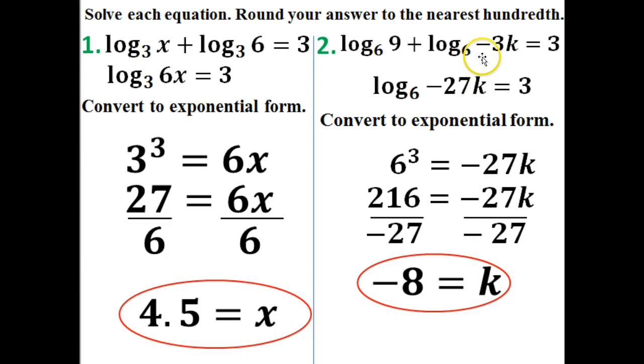This one seems to trouble students at times because this negative here, a lot of people thought that it was subtraction. Well, this is an addition sign here. This is log base 6 of 9 plus log base 6 of negative 3k. So this is still multiplication. We're going to end up multiplying 9 times negative 3k for a negative 27k. Okay, that was the main trip up on that one. Okay, let's move along now.